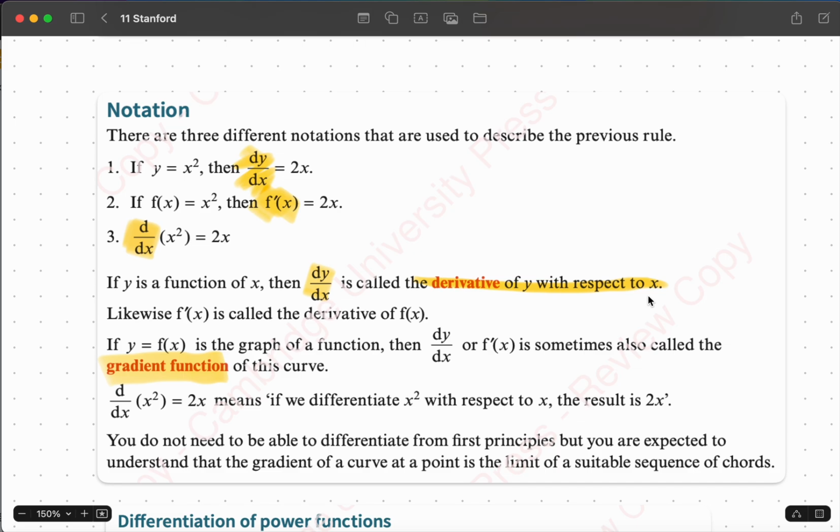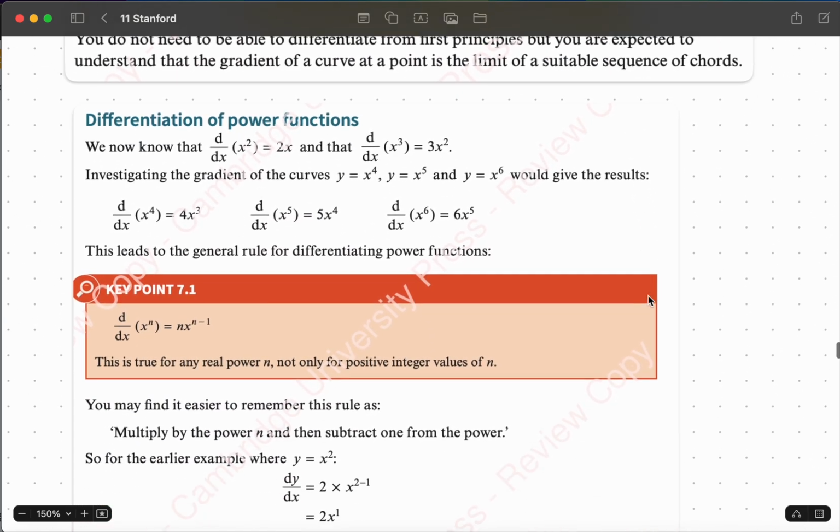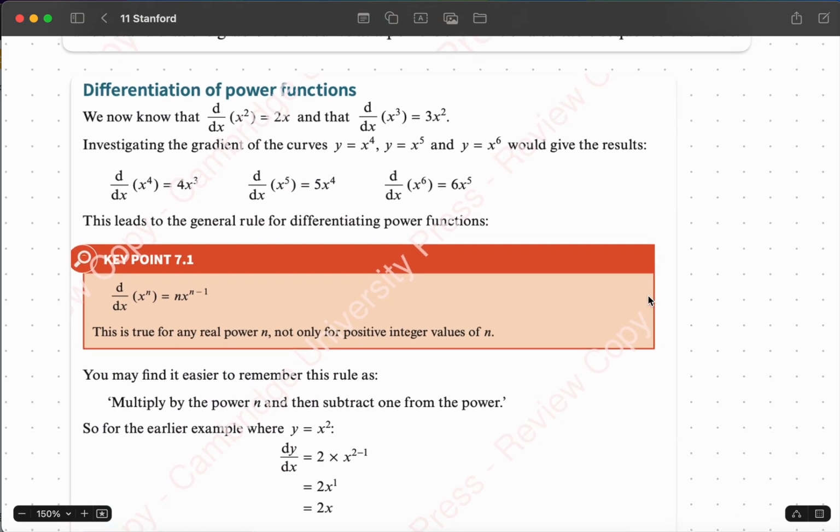You don't need to be able to differentiate from first principles, but you are expected to understand that the gradient of the curve at a point is the limit of a suitable sequence of chord gradients. Okay, now here we come to the rules: how to differentiate. Differentiation of power functions.